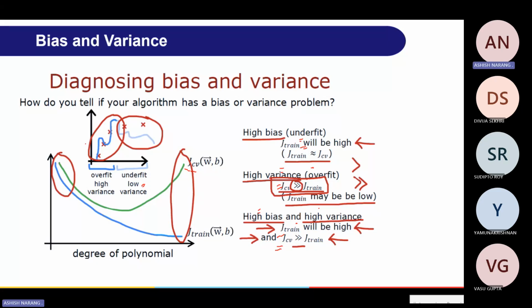So if you look at this curve, the dark blue one, passing through each and every point, overfit. This is not passing through each and every point, underfit, right? So overfit has a high variance, underfit has a low variance.